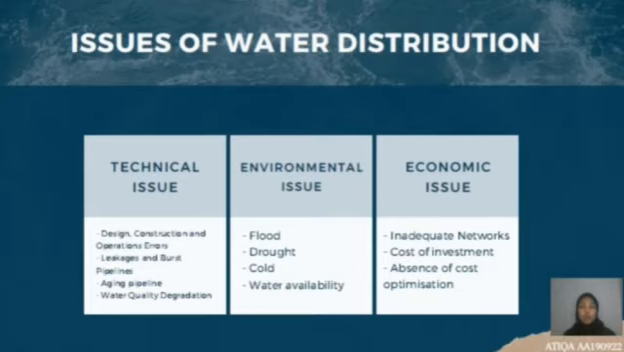I'm going to talk about the issues of water distribution. There are three issues of water distribution, which are technical issues, environmental issues, and economic issues. Technical issues are about design, construction, and operation errors, leakage and burst pipelines, aging pipelines, and water quality degradation. Environmental issues are about flood, drought, cold, and water availability. Economic issues are about inadequate networks, cost of investment, and absence of cost optimization.